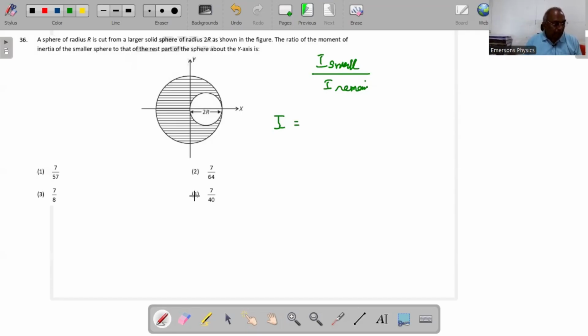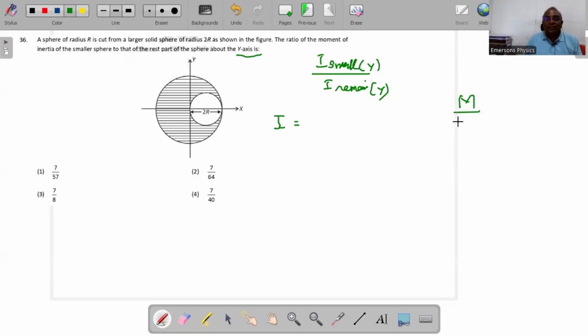So the moment of inertia of the smaller sphere is very small. Simple. Here, the ratio of the moment of inertia of the smaller sphere to the remaining part about the y-axis is very important. The small sphere about the y-axis is different from the remaining part about the y-axis. Okay. First, we'll find the moment of inertia of the smaller sphere. Here, the total mass is capital M.